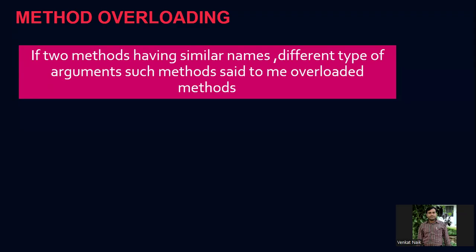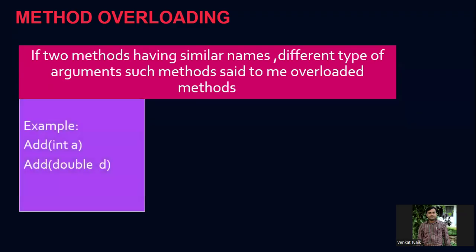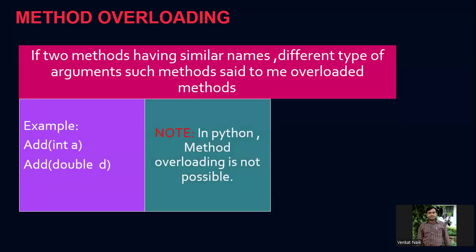Right. So now there will be a method called add. If we pass an integer parameter, it works the same method. If you pass a double data as a parameter, it will work the same. Now the direct question would be: will you be able to implement method overloading directly in Python? The answer is no.